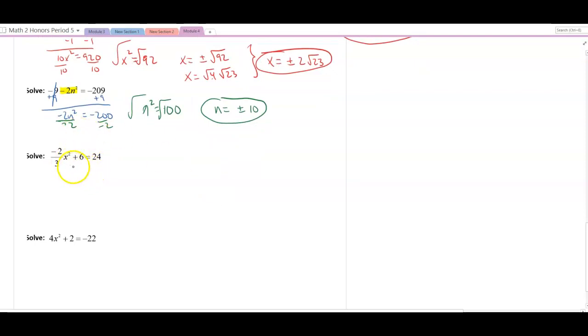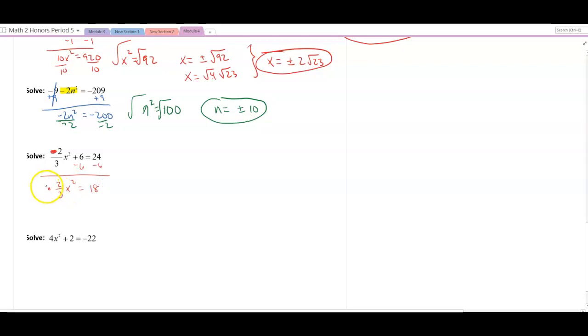The next one. Let's do this. Let's go ahead and get rid of this negative. Let's just make it positive 2/3 x squared. So the first thing we're going to do here is subtract 6. And that would give me 2/3 x squared equals 24 minus 6, which is 18.